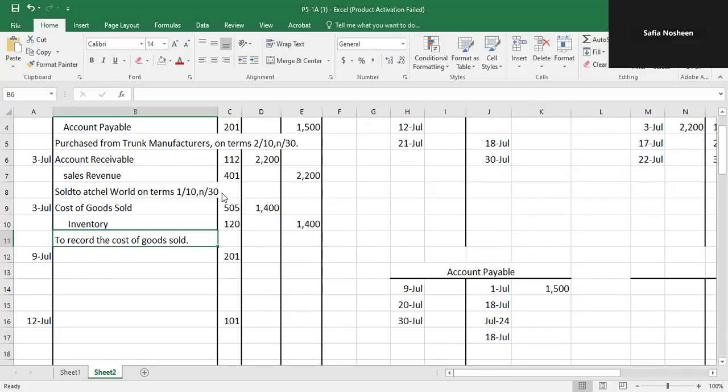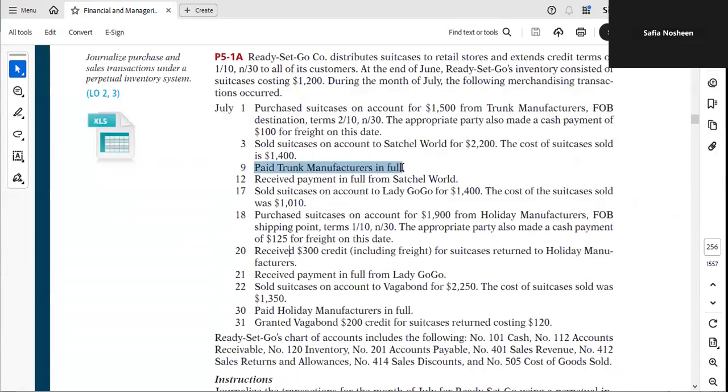So the next transaction is about paid to the trunk manufacturers in full. As we purchased from the trunk manufacturers on 1st of July, and we have to make payment within 10 days, we are within the discount period. So we have availed the discount of 2% on 1500. If 1500 was the purchase price, we will get a 2% discount if we make the payment within the discount period.